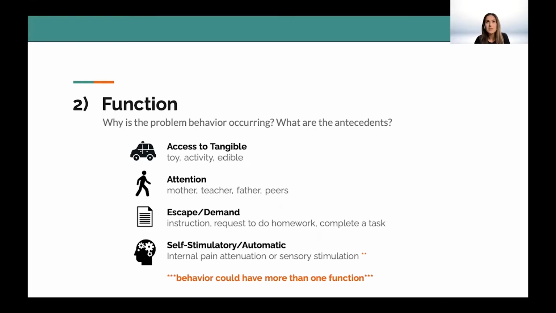And I want to spend a little bit of time talking about when we're looking at changing problem behaviors, we want to be cautious in changing the self-stimulatory behavior and ensure that in fact they do impede learning and they're not just a characteristic of the child's disability.